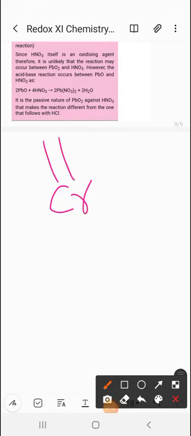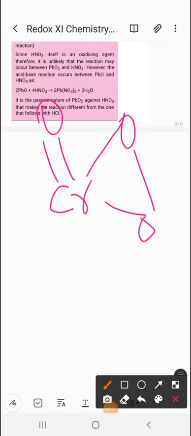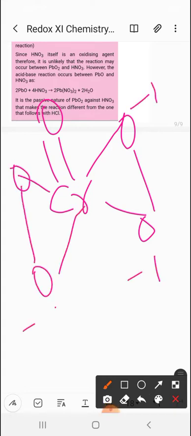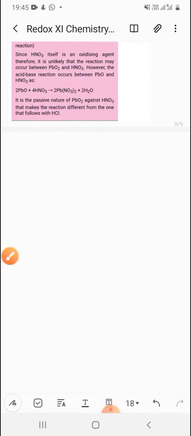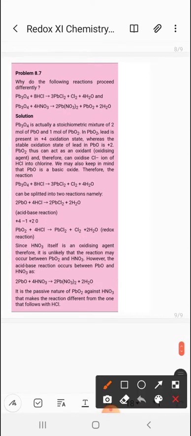If I draw again like this, so -1, -1, -1, -1, and this is oxide -2, total -6 charge there. So here chromium has the +6 oxidation state, not +10, it is +6. So you have to open the structure where you find a fractional oxidation number or an oxidation state which is more than its valency. Now the problem, it is 8.7: why do the following reactions proceed differently?